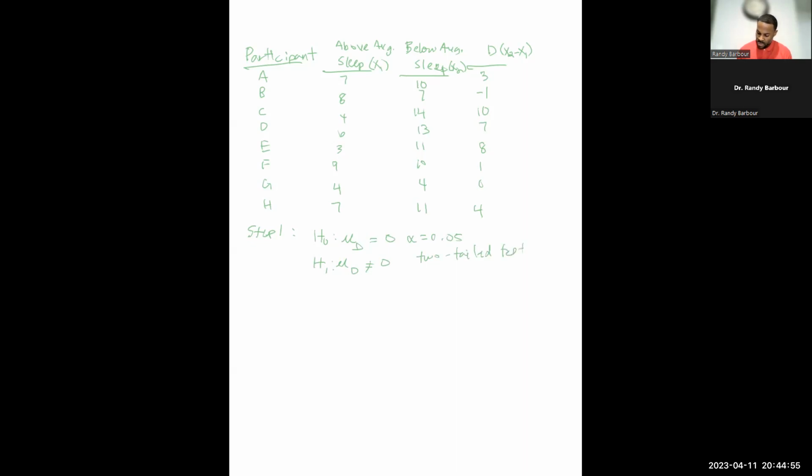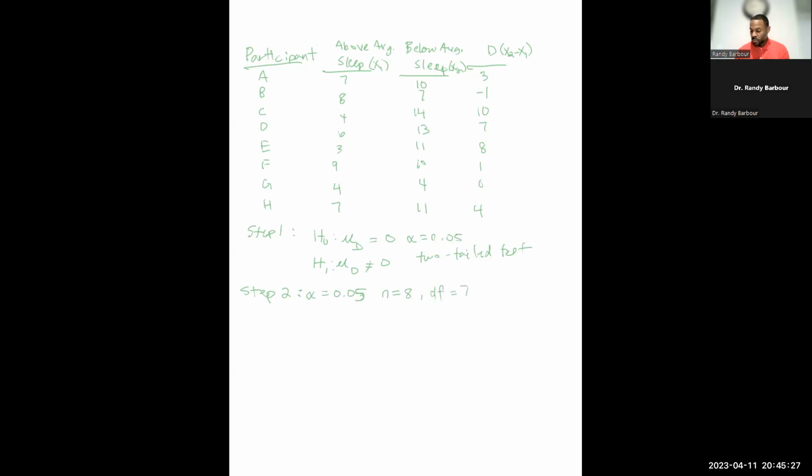Okay, so then we're doing step 2. Step 2 is just locating that critical region, right? So we know that we have an alpha level of 5%. We know that our degrees of freedom for this one, so we got an N equals 8. So our degrees of freedom is just going to be N minus 1, which is going to give me 7.